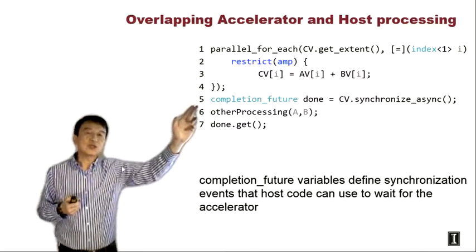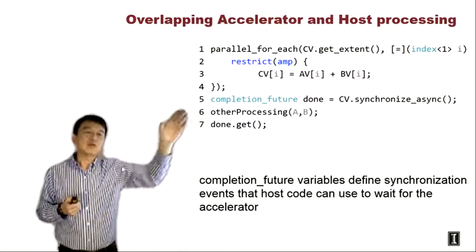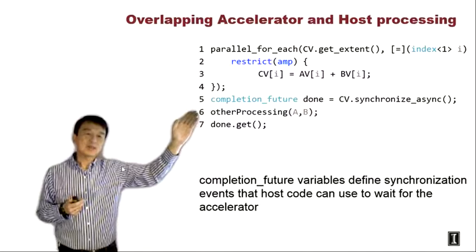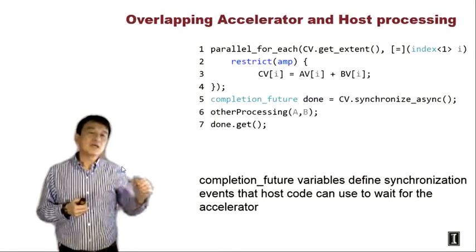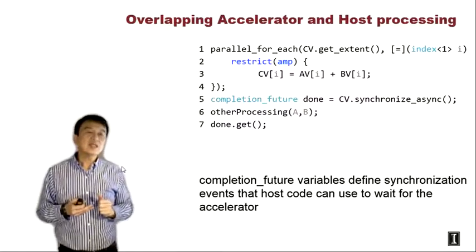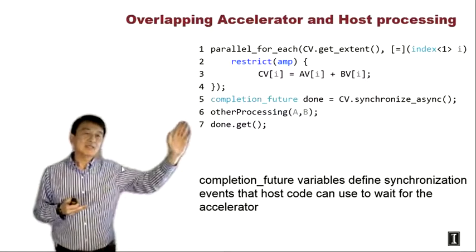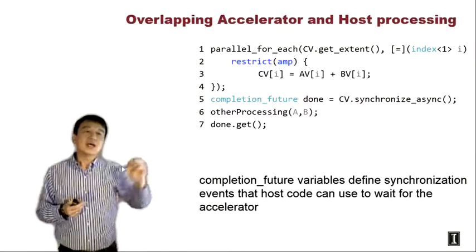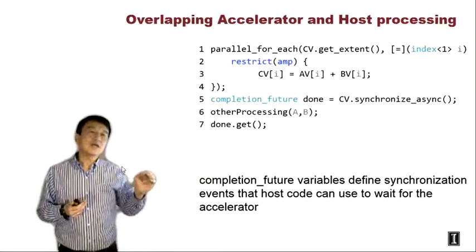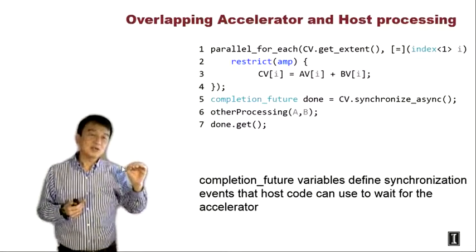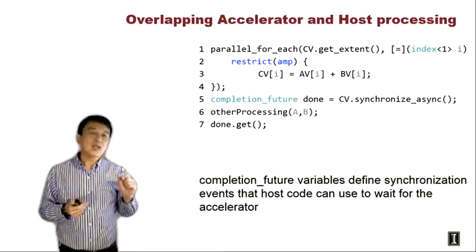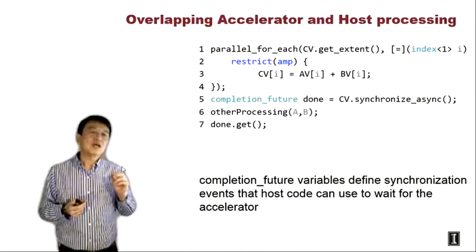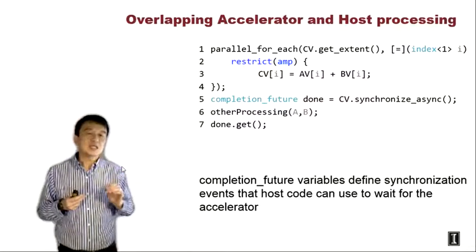This is accomplished with completion_future variables. We can declare a completion_future variable, which is a C++ AMP type, in this case called done. Then we take the cv.synchronize_async method. This essentially gives us a synchronization event that allows us to explicitly synchronize with the completion of the cv activity in the host code.